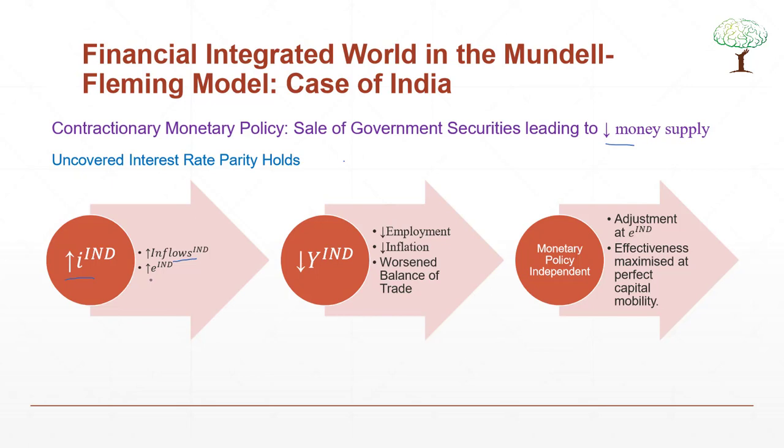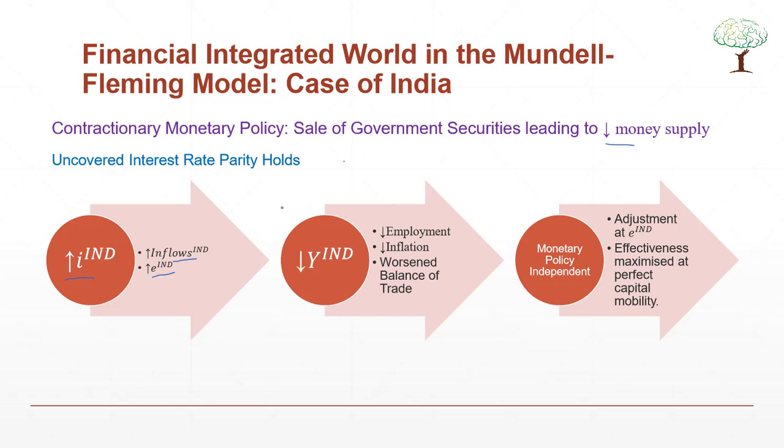Obviously flows are happening into India, dollar flows are coming in, so there is demand for the Indian currency. The exchange rate will appreciate, it will go from say 75 to say 74. In the previous example, because the money supply was reverted, there was no impact on the Indian economy.